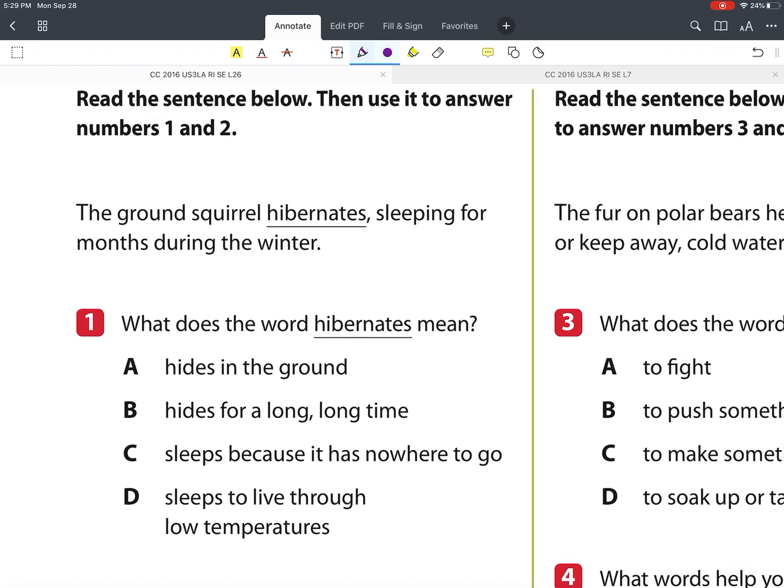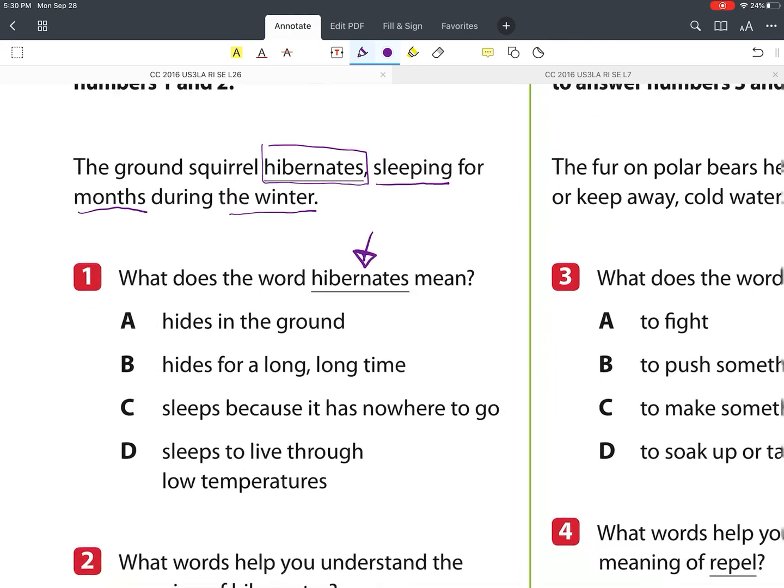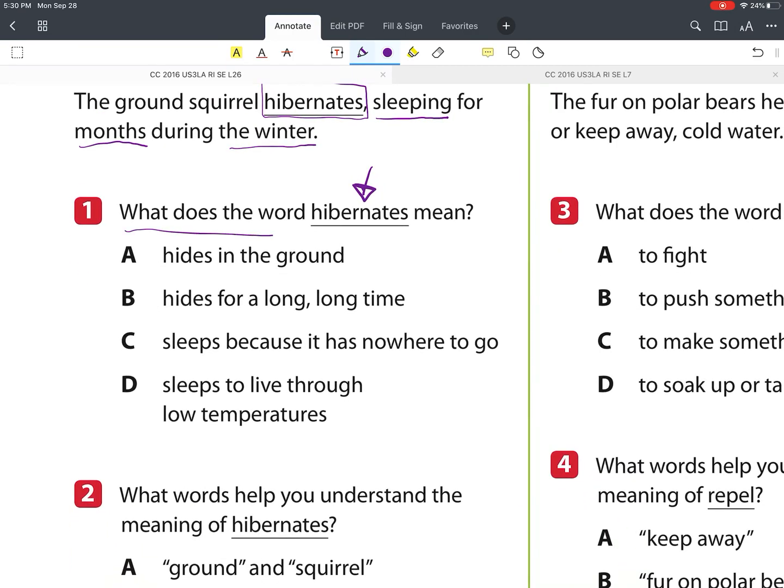We'll do example number 1 together. Okay, the ground squirrel hibernates, sleeping for months during the winter. So what might the word hibernates mean? Well, I see sleeping. Okay, maybe it's sleeping for months. That's a long time during the winter. So what does the word hibernates mean?